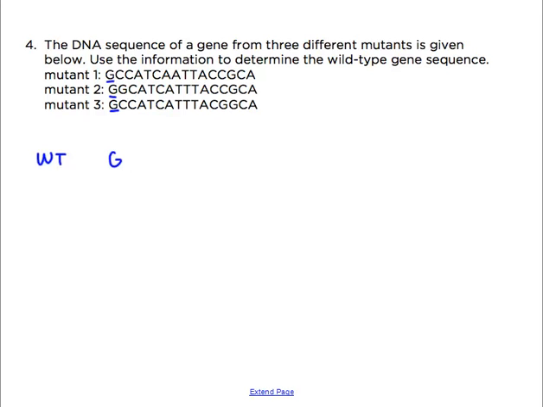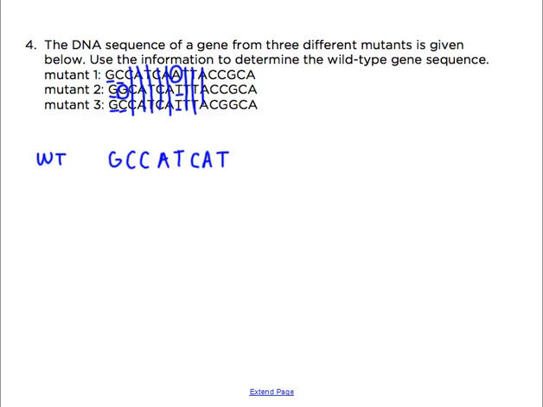For the second position, 2 of the mutants have C, whereas 1 of them has G. Now for the wild type, we're going to assume that base C is actually next, and that G is a mutation in mutant 2 only. For the next base, they're all C, then they're all A, T, C, A. Now here, 2 of them are T's, 1 of them is A. So again, we're going to assume that that one variation is from a mutation in mutant 1, and that the wild-type gene has a T at this base position.